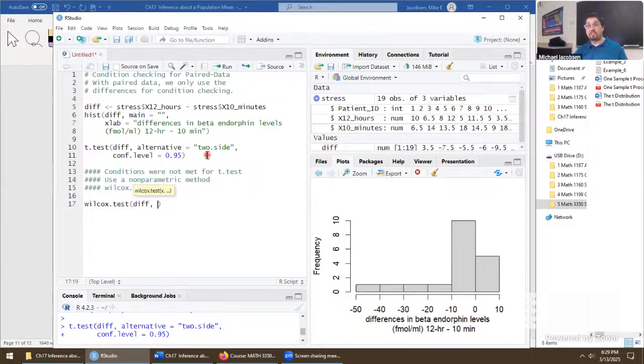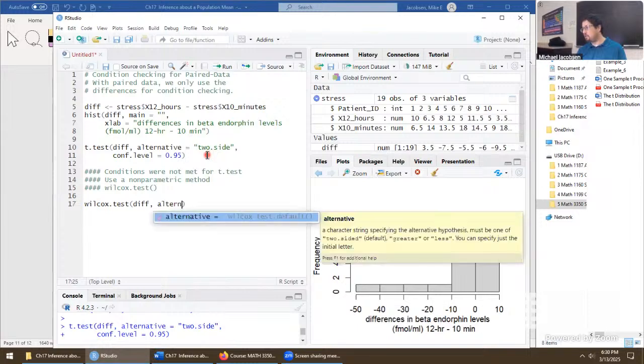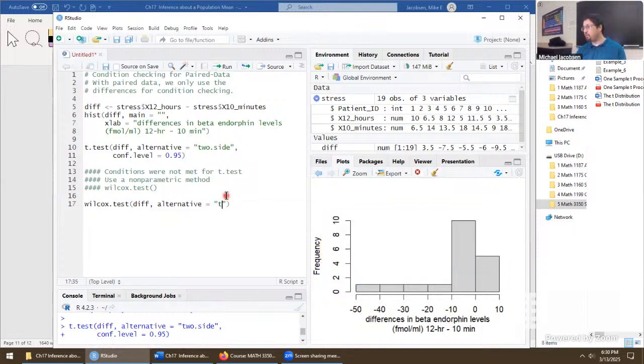And we should specify the alternative hypothesis just as before. There we go. Keep in mind that I'm putting in two-sided, but you'd put in greater for the right tail test, and you'd put in less for the left tail test. So it's just talking about the inequality in your alternative hypothesis specifically. But for ours, we'll go two.sided.